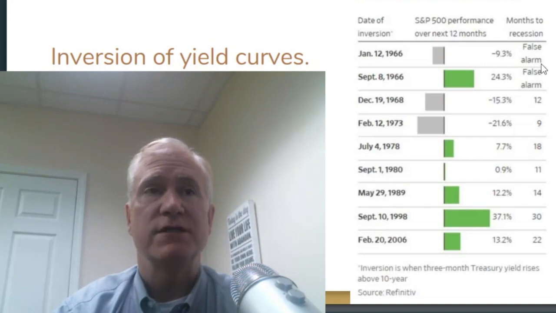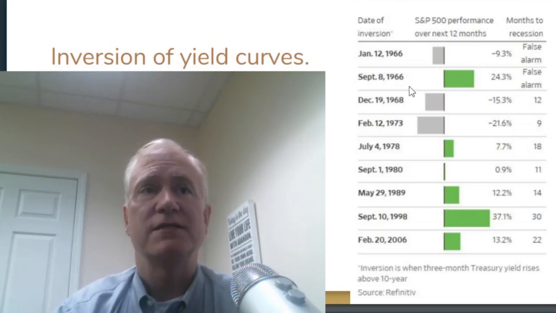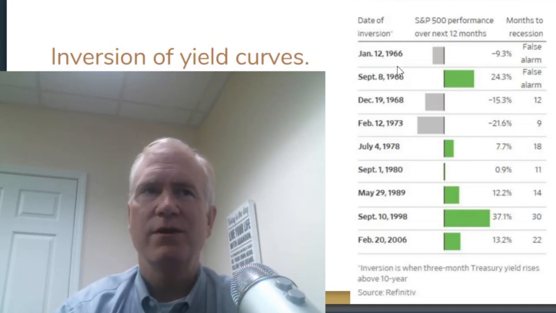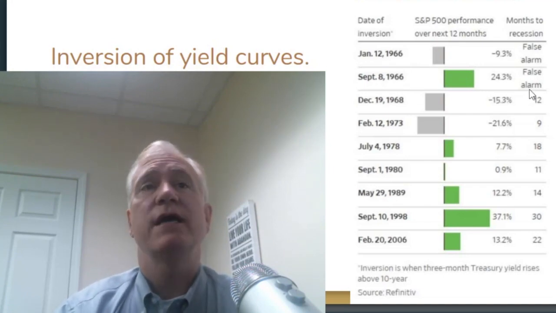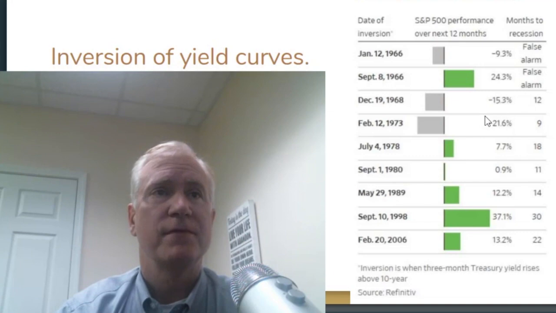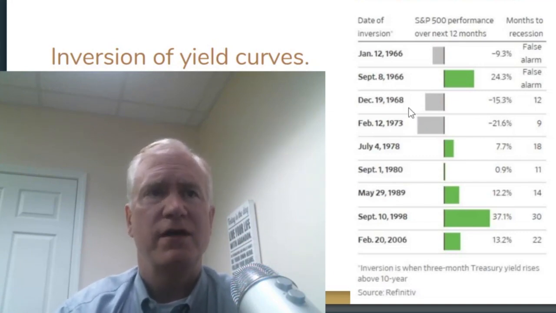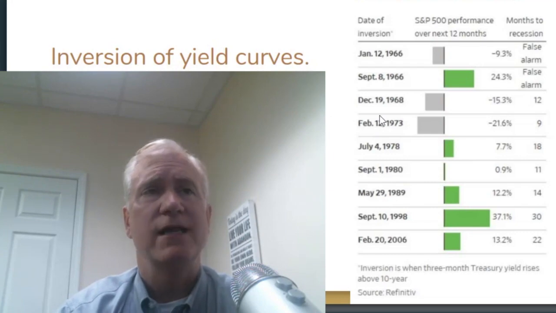There was no recession. Just a number of months later, about 9 months later, once again the yield curve inverted. Stock market went on a tear, 24.3% increase over the next year. So you might want to have sold here and then I guess bought in September. That's hard to do. Once again, a false alarm for a recession. The next two really fit what you see in these news headlines.